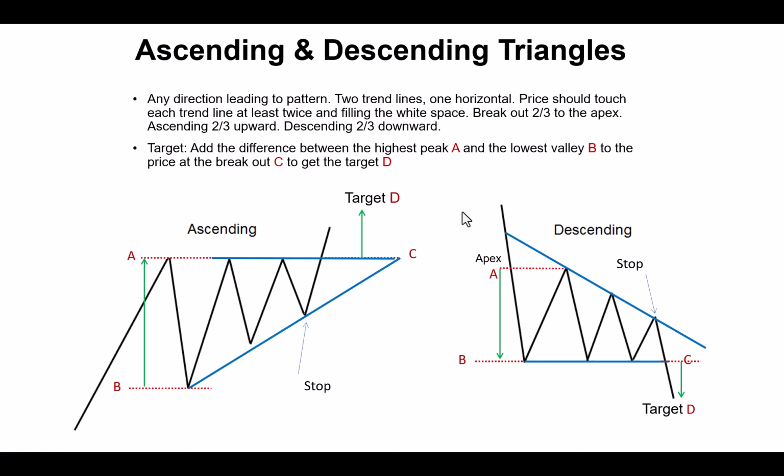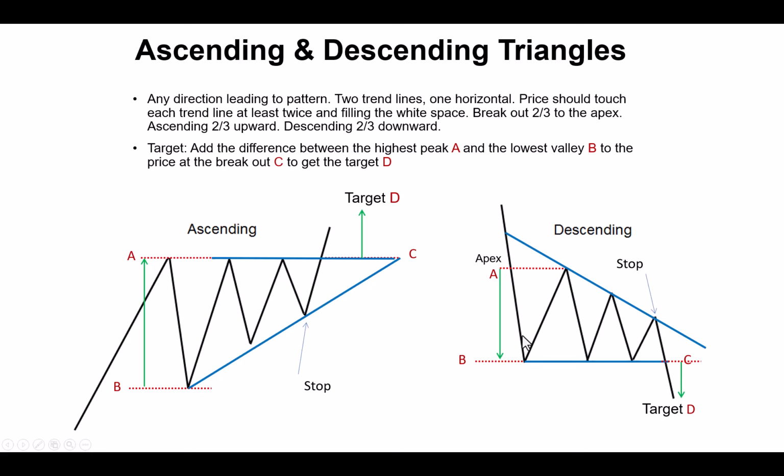Descending triangle, well, that is when the upper trend line is descending and the lower one is horizontal or almost horizontal. And again, you take the peak and the trough, the distance here, and then you subtract it from the breakout price if it breaks out bearish, and then you have the target and you have a stop here. The stop is the last turning point prior to the breakout.